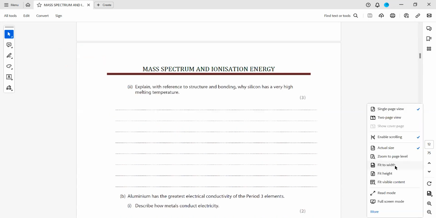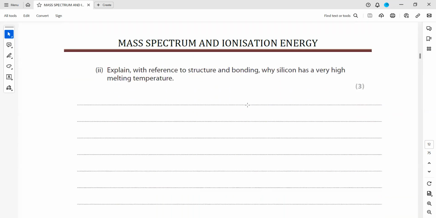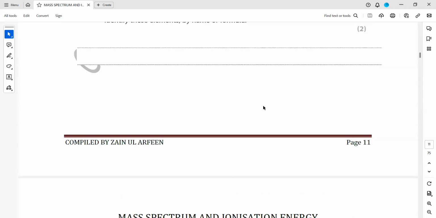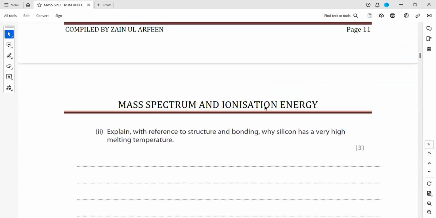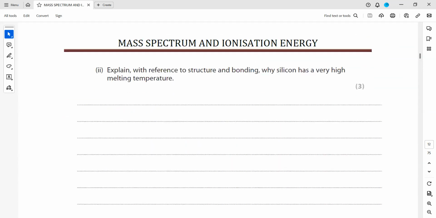The next part: explain with reference to the structure and bonding why silicon has a high melting temperature. So in terms of bonding and structure, why does silicon have a high melting temperature? It's worth 3 marks. How do you score all 3 marks here? First, you mention that silicon has a giant covalent structure, with covalent bonds between the atoms, and we need a lot of energy to break the bonds.